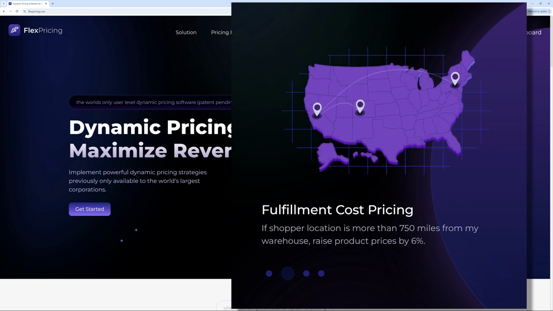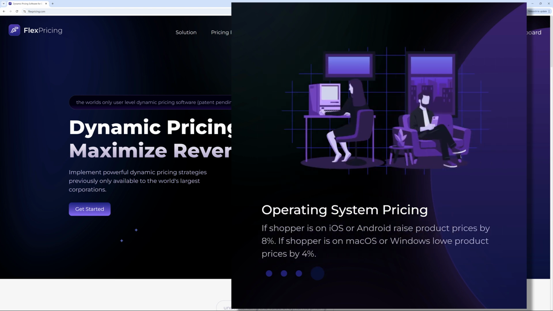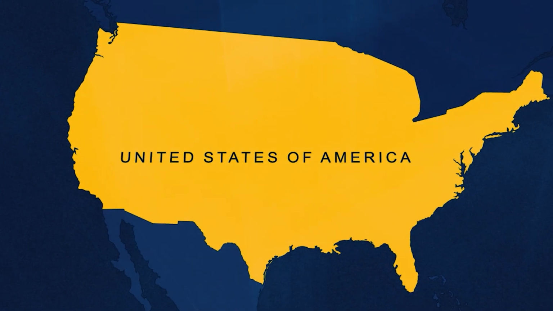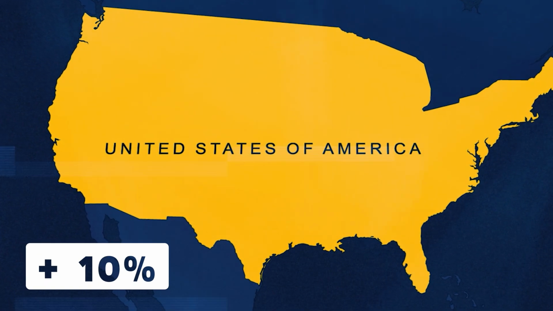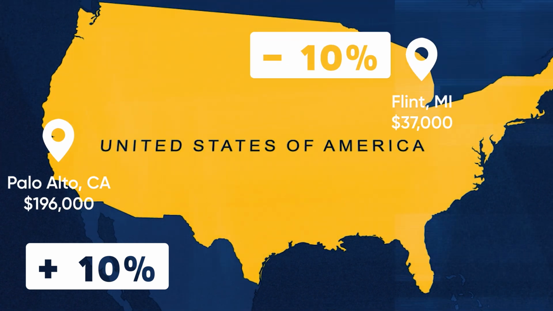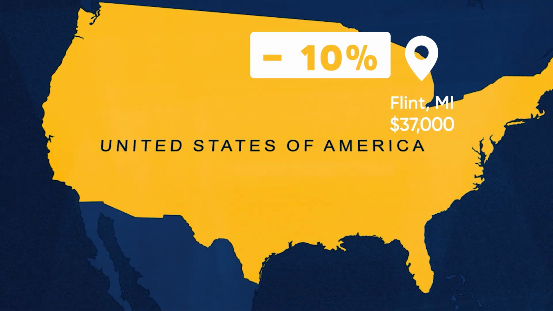It's an AI-driven pricing system that optimizes prices in real time, so you always charge the right amount at the right time. So as a quick example here, you could create a pricing rule that raises your price by 10% for shoppers in areas with median household income over $150,000 per year, while lowering the price by 10% for shoppers living in areas with median household income below $75,000.